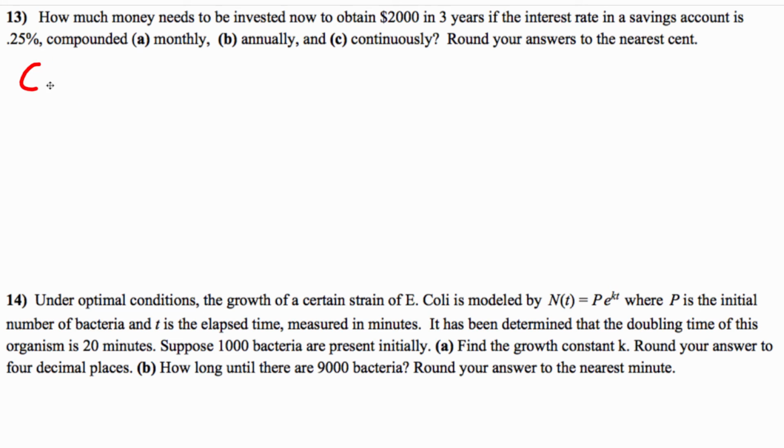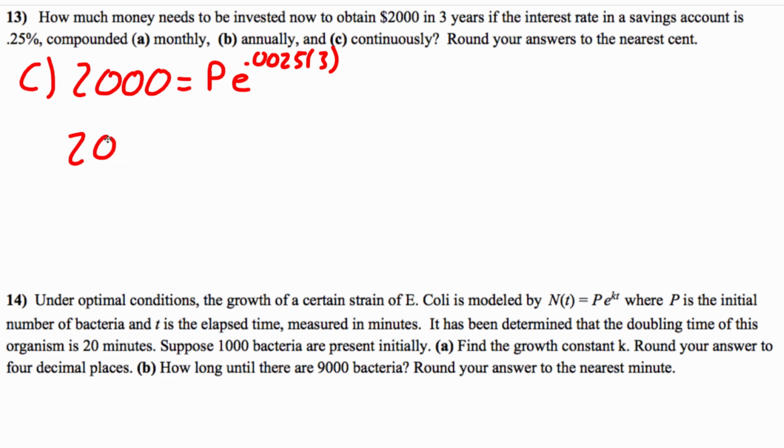For part C, we're going to have to change our setup completely because now we're compounding this continuously, so we have to use our other interest formula. So we want $2,000 again. This is going to equal P times e raised to the 0.0025 times 3 power. So 0.0025 times 3 is 0.0075.